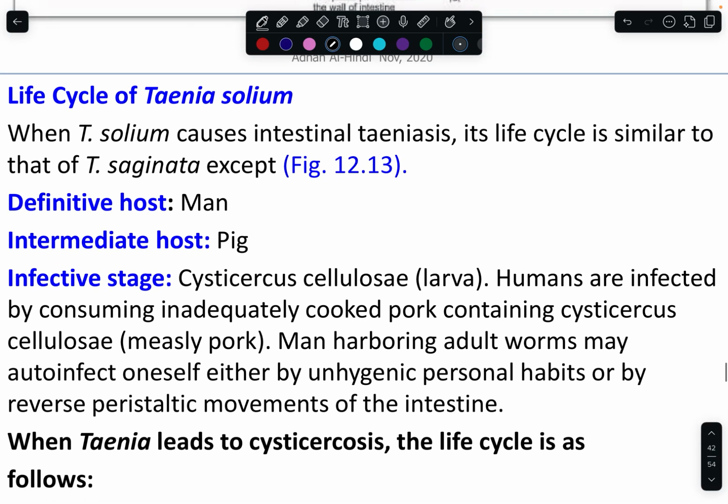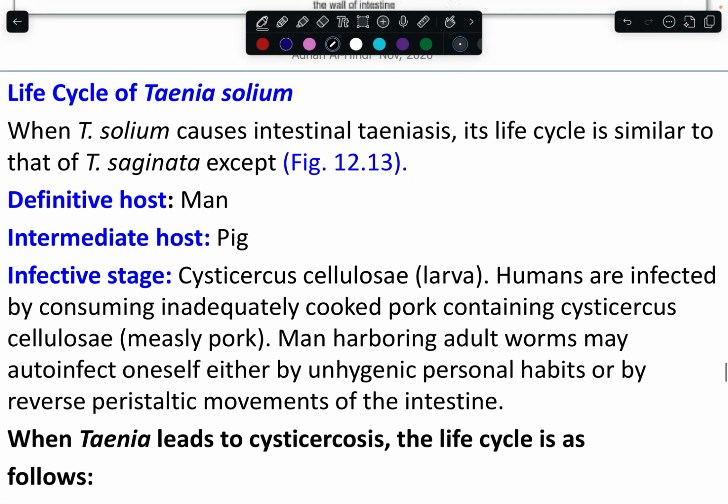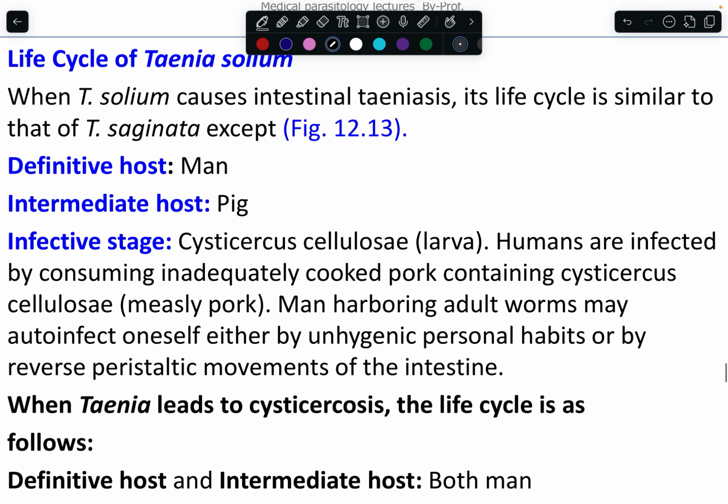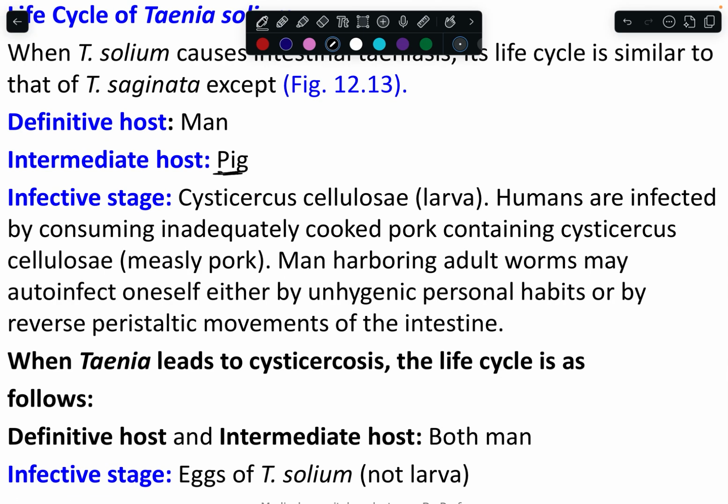Life cycle of Taenia solium. Okay. Taenia solium causes intestinal taeniasis. Its life cycle is similar to that of Taenia saginata, except it's not cattle, it's in pigs. Alright. Infective stage: Cysticercus cellulosae larva. Humans are infected by consuming inadequately cooked pork containing Cysticercus cellulosae, measly pork.